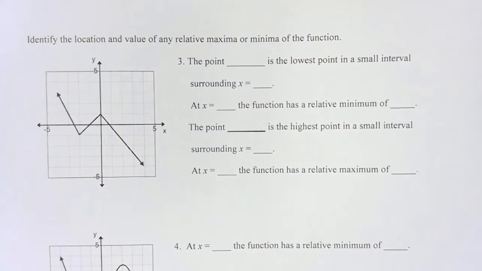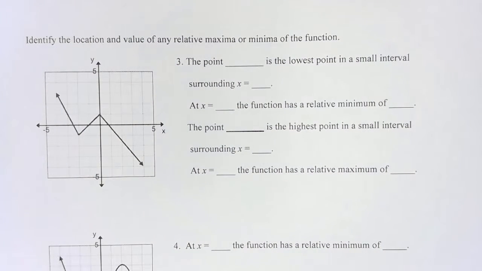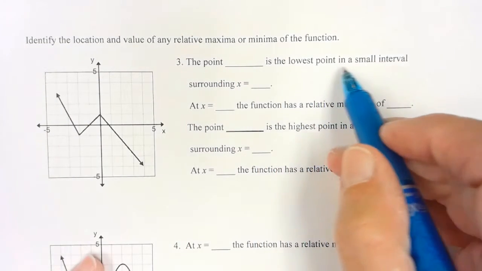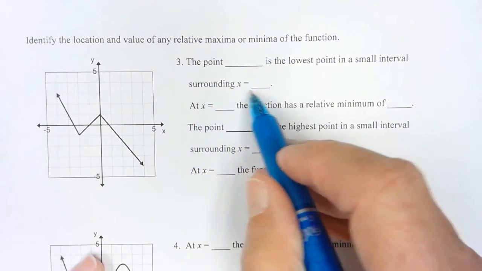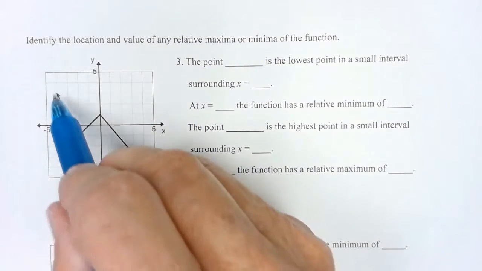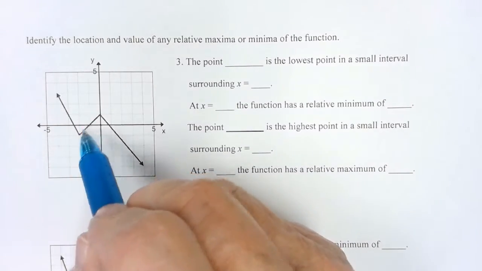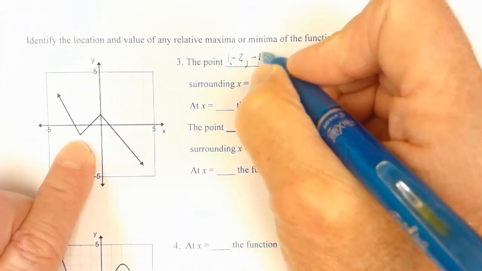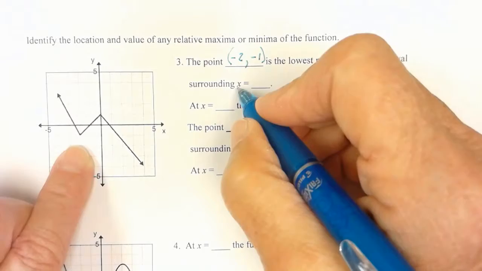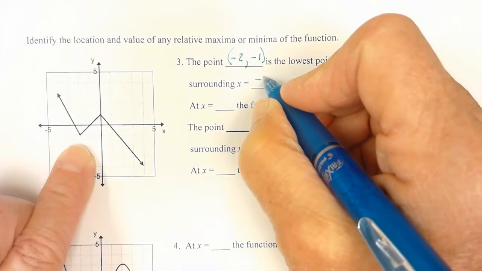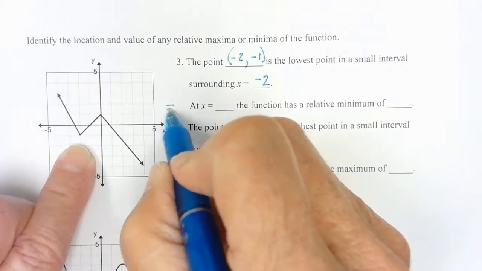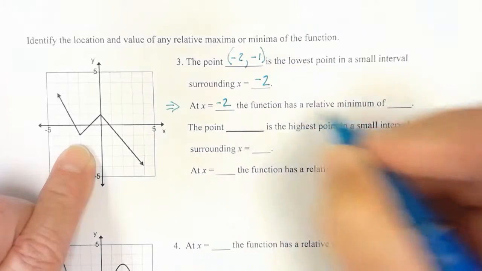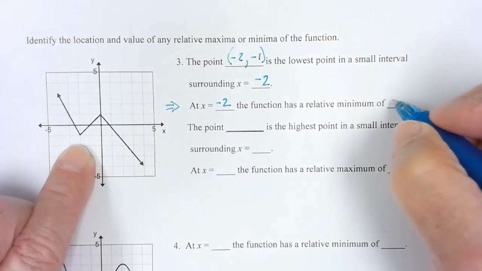So we have to identify the location and value of any relative max or minima of the function. So the point is the lowest point in a small interval surrounding x equals, so the smallest point, notice this is where I've got a little valley here, so that's the point negative 2, negative 1, surrounding an x value of negative 2. So how we actually say it is right here. At x equals negative 2, the function has a relative minimum of negative 1.